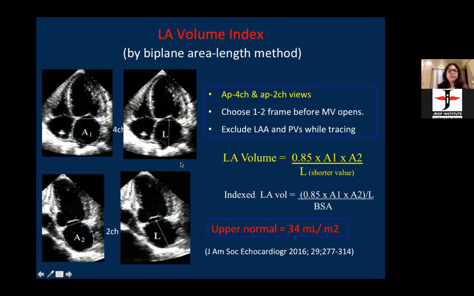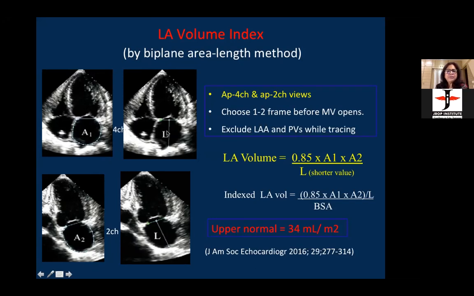So how do we do that? Please concentrate here. We do it by the biplane area length method. When we say biplane, it means we measure the volume in two planes. One is the apical 4-chamber and another is the apical 2-chamber. And the apical 2-chamber is the orthogonal view of the apical 4-chamber. So first, let us start with the apical 4-chamber.